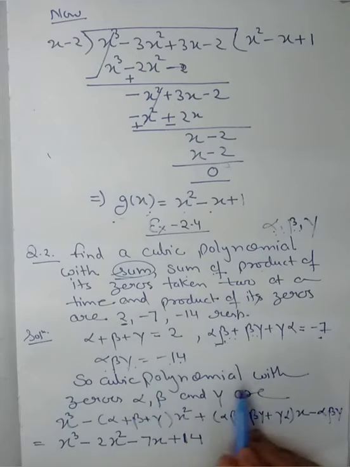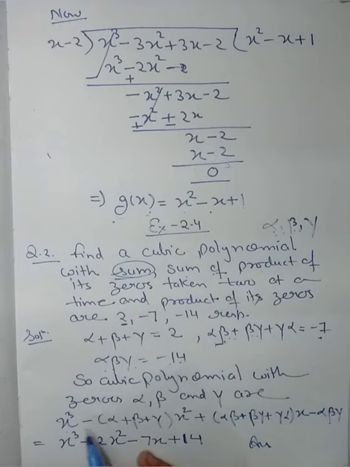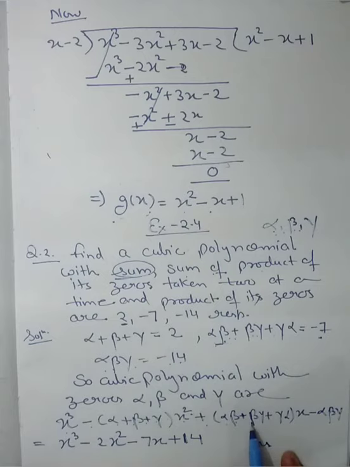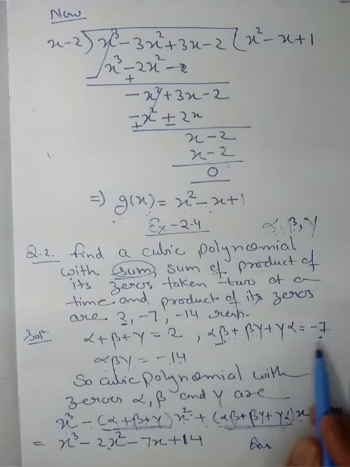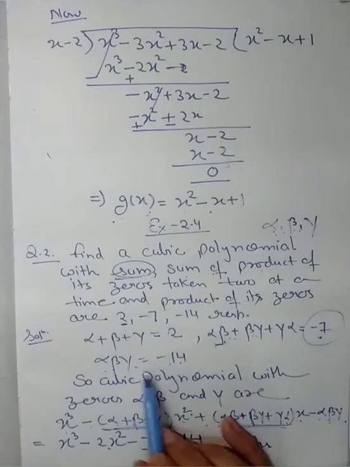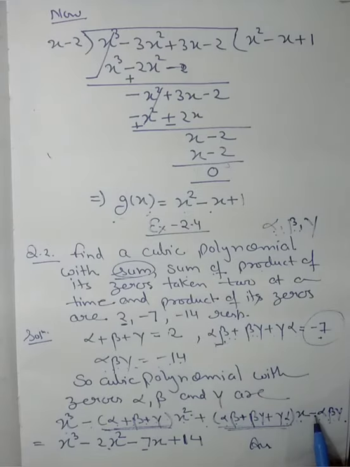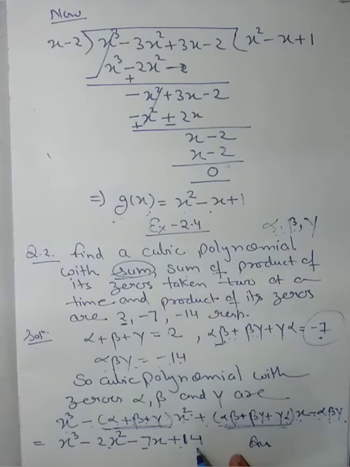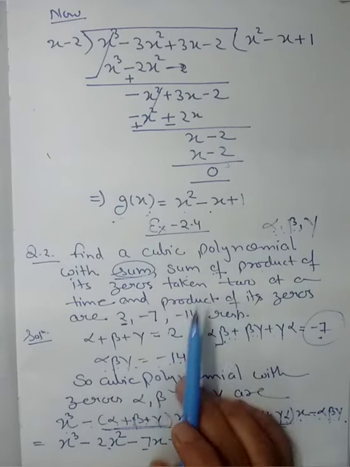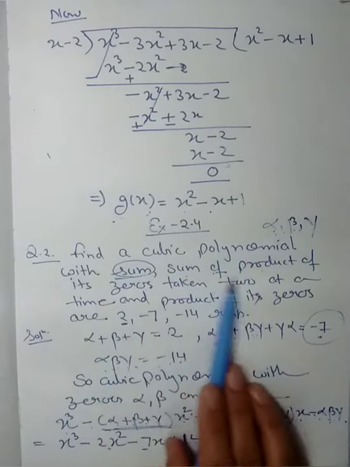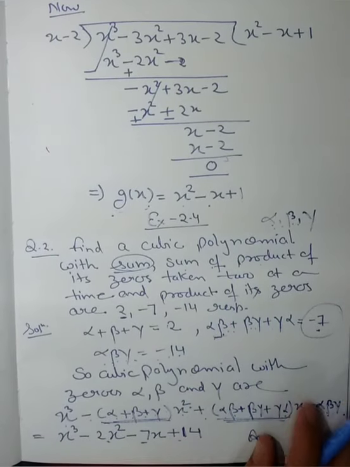Now to obtain the cubic polynomial with zeros alpha, beta and gamma, we have x cube minus (alpha plus beta plus gamma) x square plus (alpha beta plus beta gamma plus gamma alpha) x minus alpha beta gamma. Here alpha plus beta plus gamma is 2. Alpha beta plus beta gamma plus gamma alpha is minus 7. And alpha beta gamma is minus 14, and minus of minus 14 is plus 14. So this way we can find a cubic polynomial if the sum of zeros, sum of product of zeros and product of zeros are known to us.